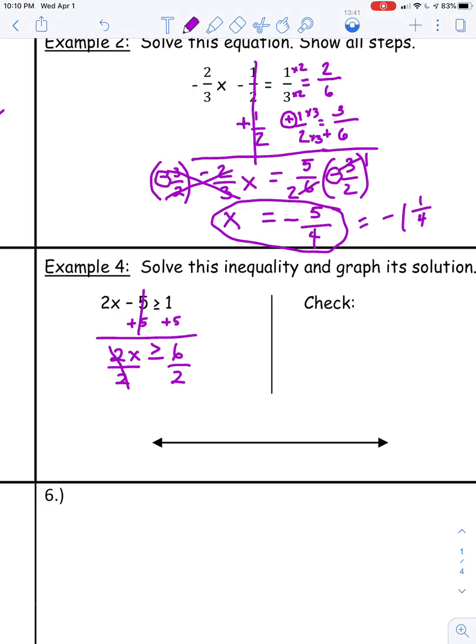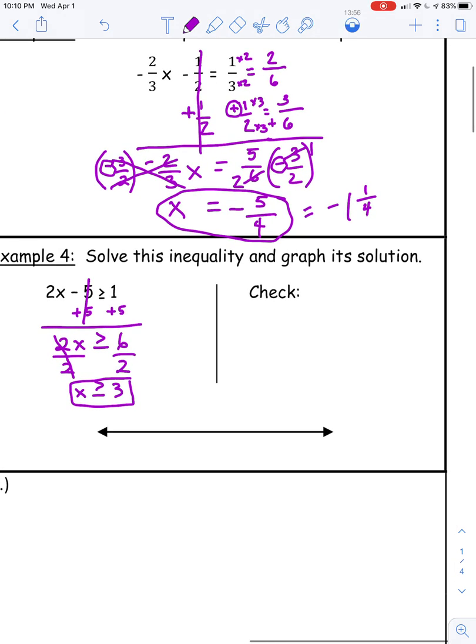That's going to take care of this on the left-hand side. That does isolate my variable. So I have x is greater than or equal to 3. Now you guys have seen something that looks like that. I'm going to check it, and I want you to do the same. I'm going to pick a couple different numbers.